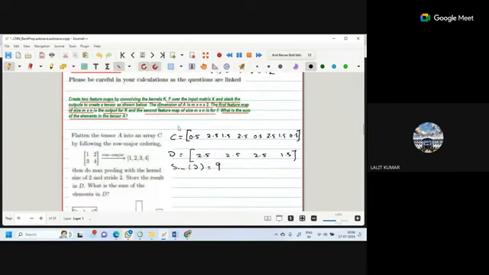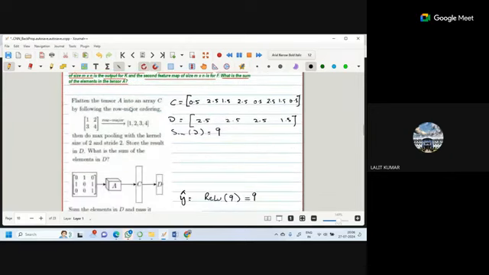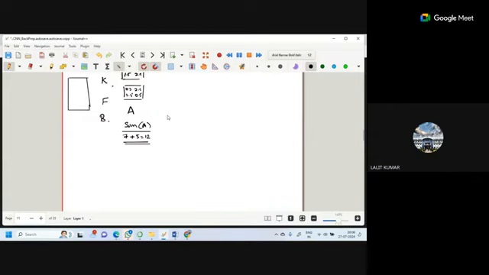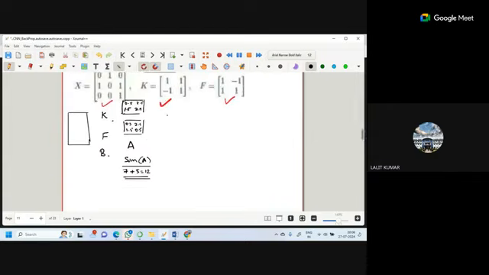Okay. Now flatten the tensor A into an array C by following the row major ordering, and they have given us how it is done. So the next operation we are doing is flattening. Now we get C, and C will look something like this: 0.5, 2.5, 1.5, 2.5, 0.5, 2.5, 1.5, and 0.5. So this is our C. We have completed it.